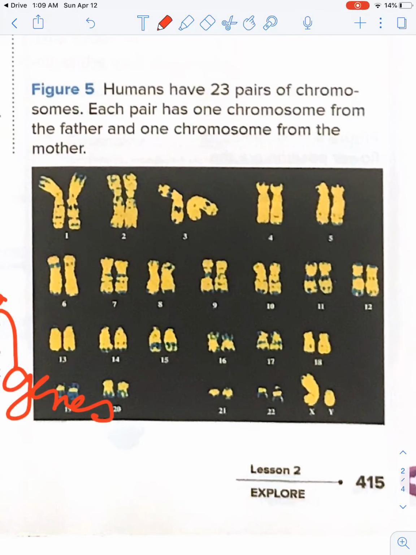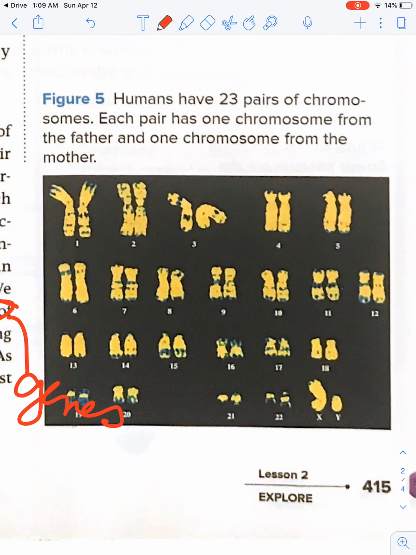So let's take a look at that. This is called a karyotype, and we've talked about it before. Karyotype, oops, T-Y-P-E. Okay, humans have 23 pairs of chromosomes. Each pair has one chromosome from the father and one chromosome from the mother. All right, so that means that these are the chromosomes, and remember, this is the way they look right before they separate in meiosis. Okay, so they're all scrunched up together.